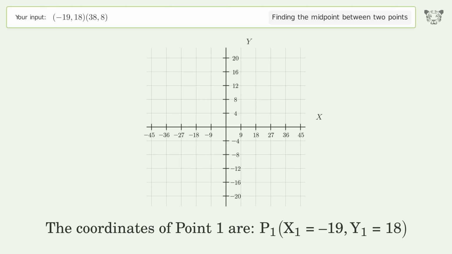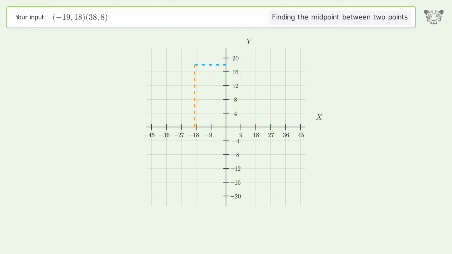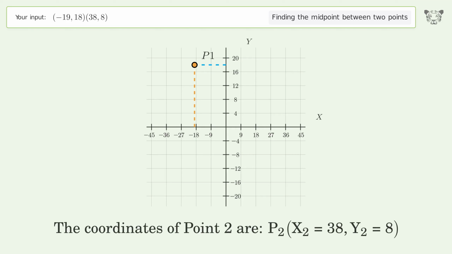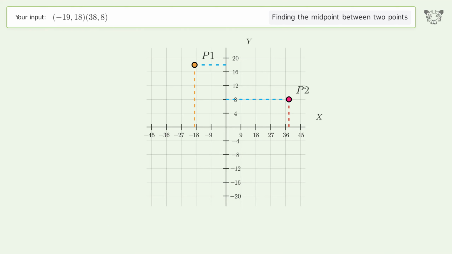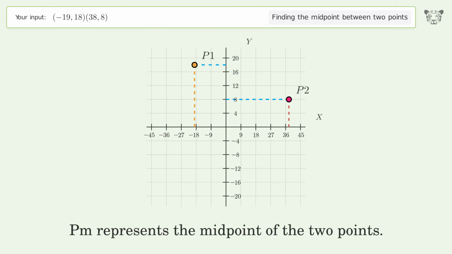The coordinates of point 1 are, x1 equals -19, y1 equals 18. The coordinates of point 2 are, x2 equals 38, y2 equals 8. PM represents the midpoint of the 2 points.